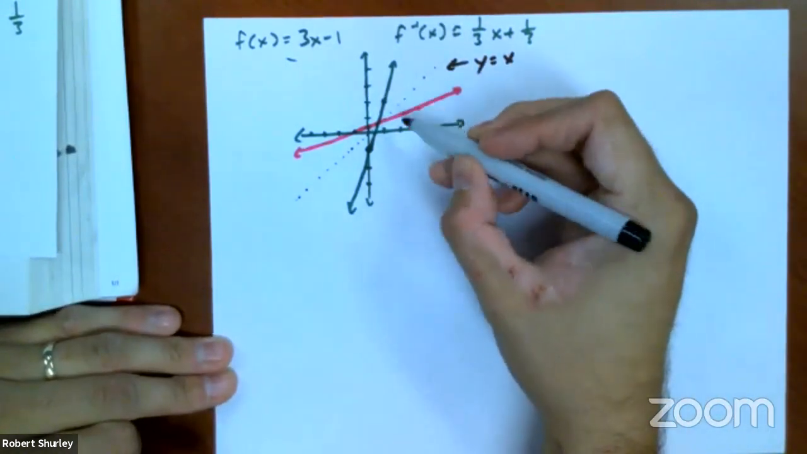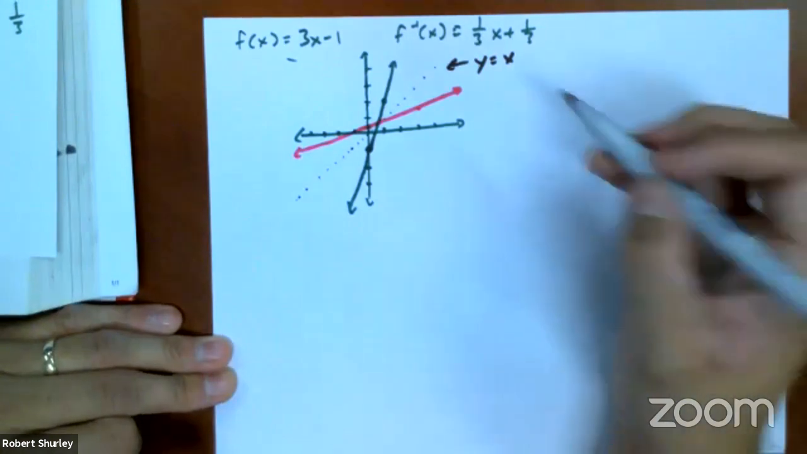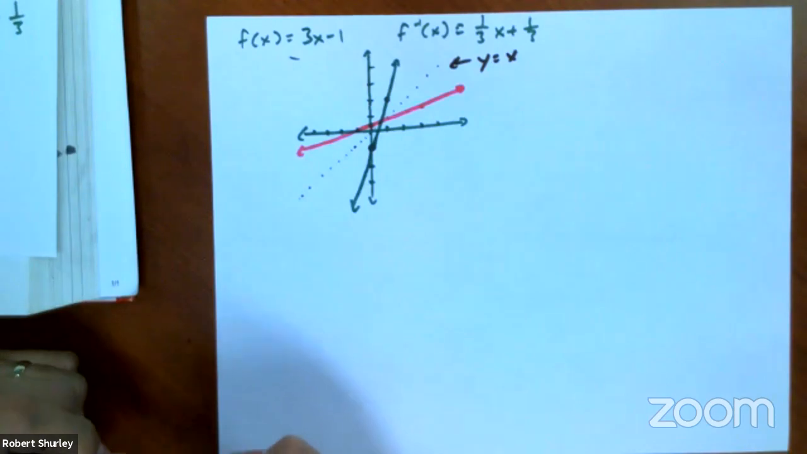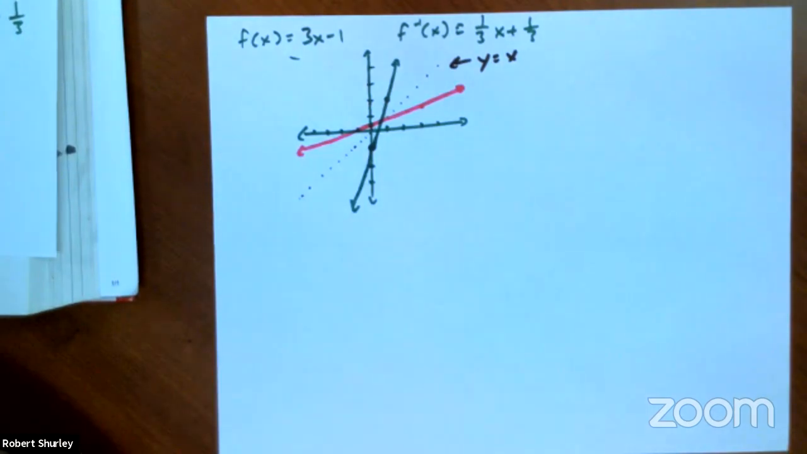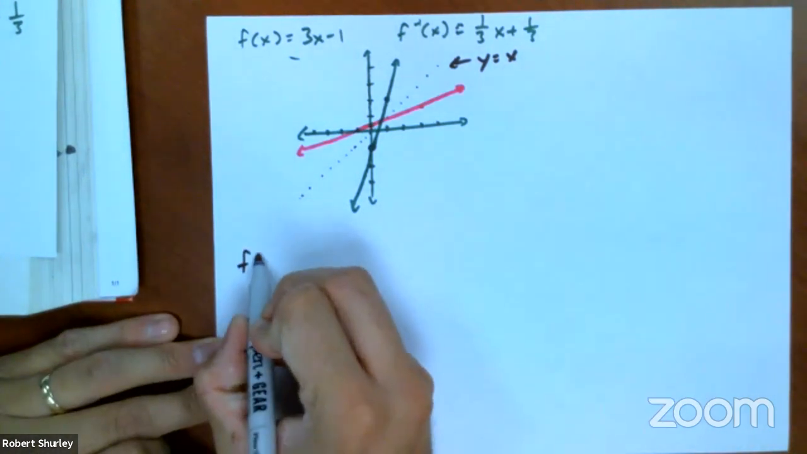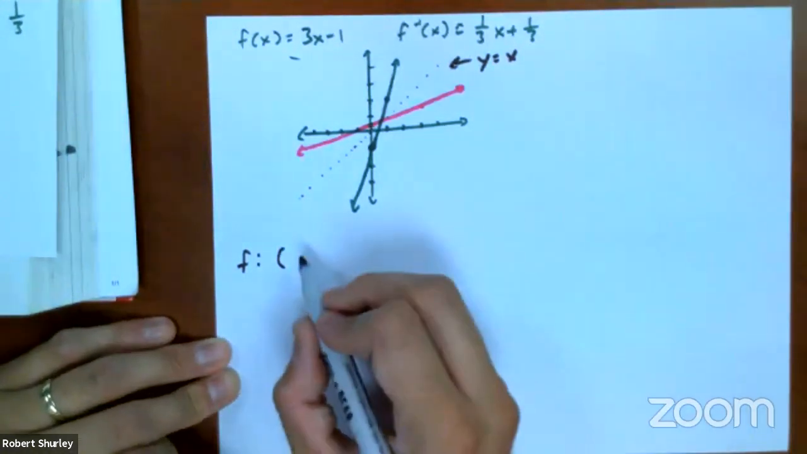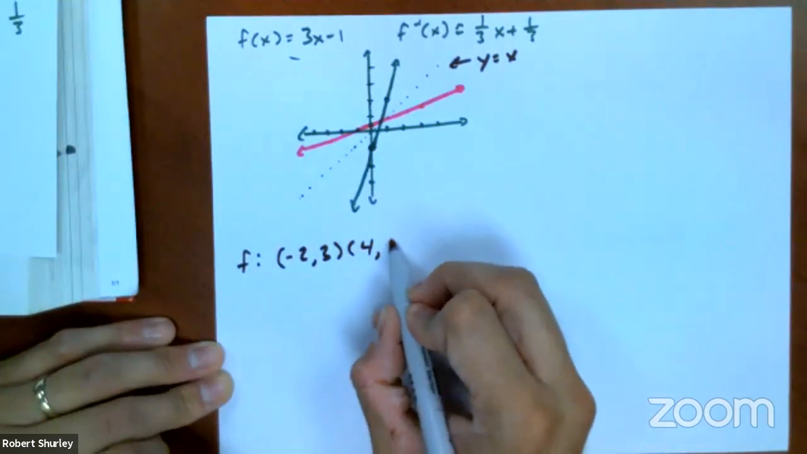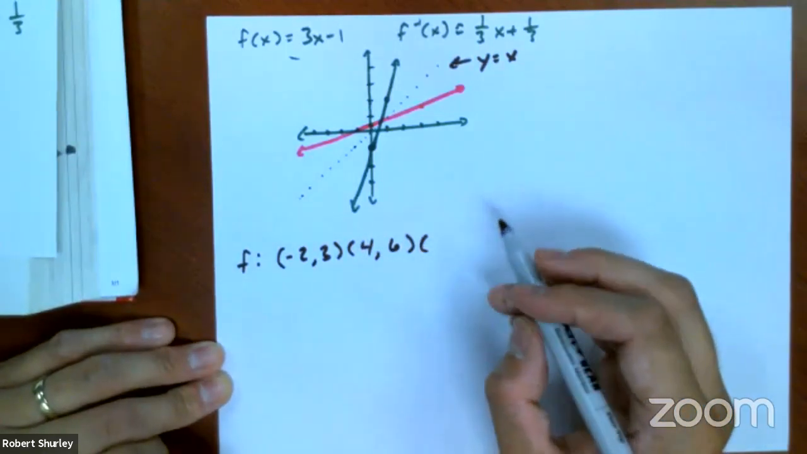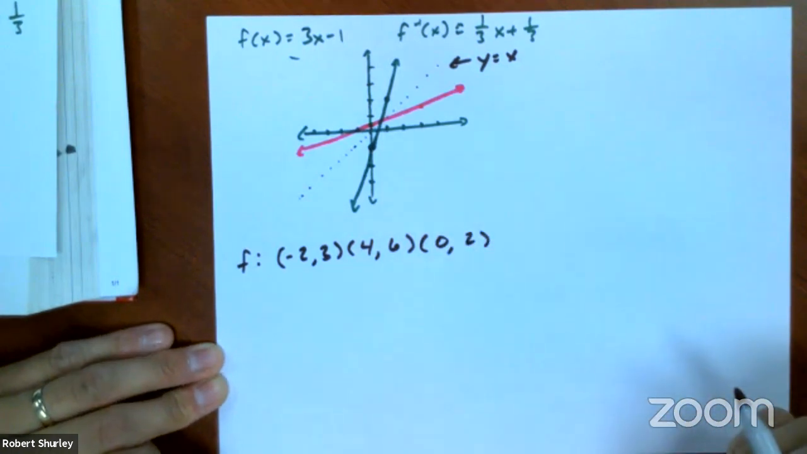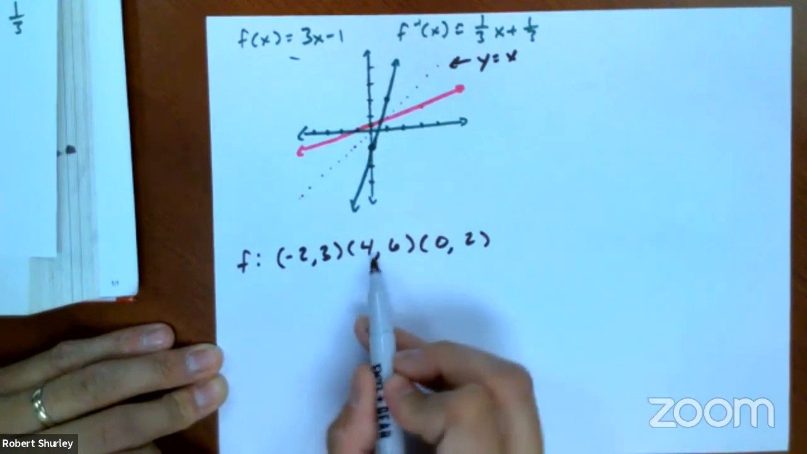And it turns out inverse functions will always be symmetric around that line. It's also true for those coordinates. Like, let's make up some that are a little easier to graph. Let's say I gave you just coordinates for a function. Let's say like -2, 3, 4, 6, and 0, 2. Okay.